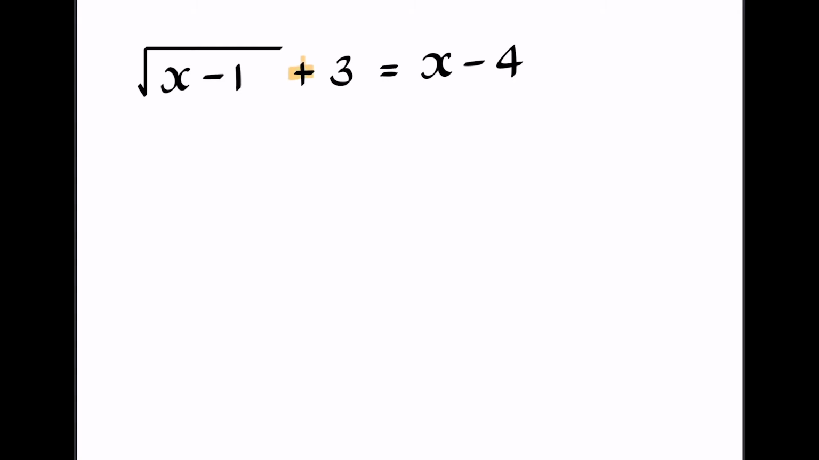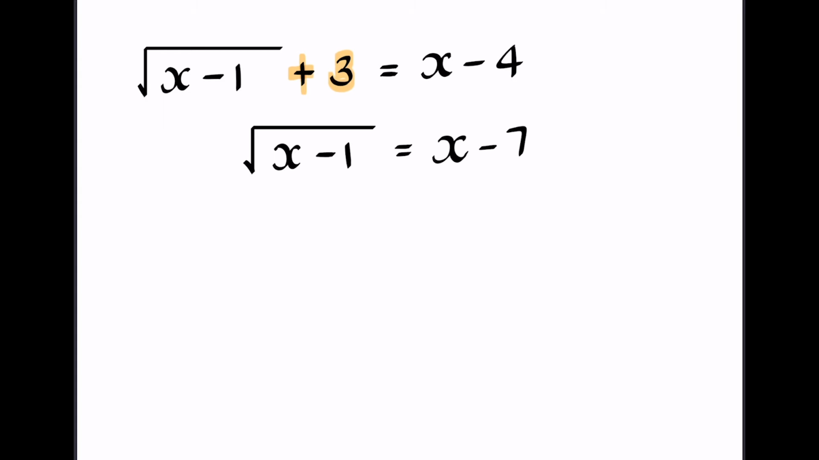So I'm going to isolate it by getting rid of that plus 3. So that means that I'll have the square root of x minus 1 equal to x. The minus 4 stays there. The positive 3 becomes negative 3. Minus 4 minus 3, which is negative 7.